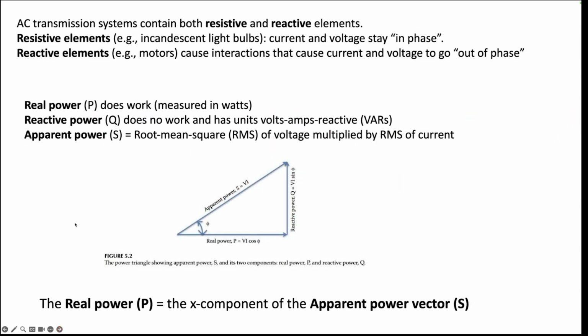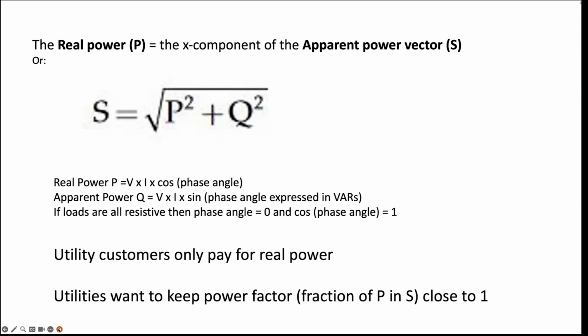Now, your book talks a bit about resistive and reactive elements in power. It's a bit confusing, but the real power is here on this triangle. The reactive power and the real power combine to make the apparent power. So you want the minimum amount of reactive power, right? You really want as much of the real power as possible. And then your book goes into that. Utility customers only pay for real power, and utilities obviously want to keep that power factor close to 1.